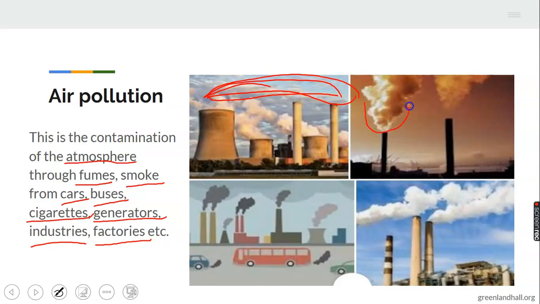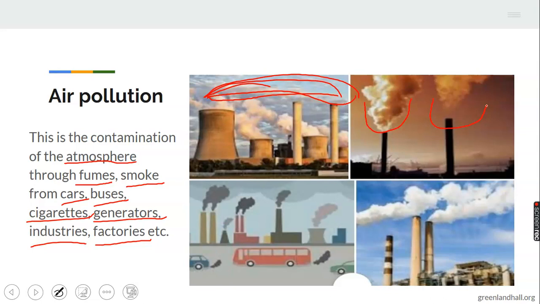You can see this one here from industries. You see what is going into the air, and all of us will breathe it in, because by the time it gets into the air, you cannot see it again. It will just evaporate like that, but it will be part of the air and we breathe it in.